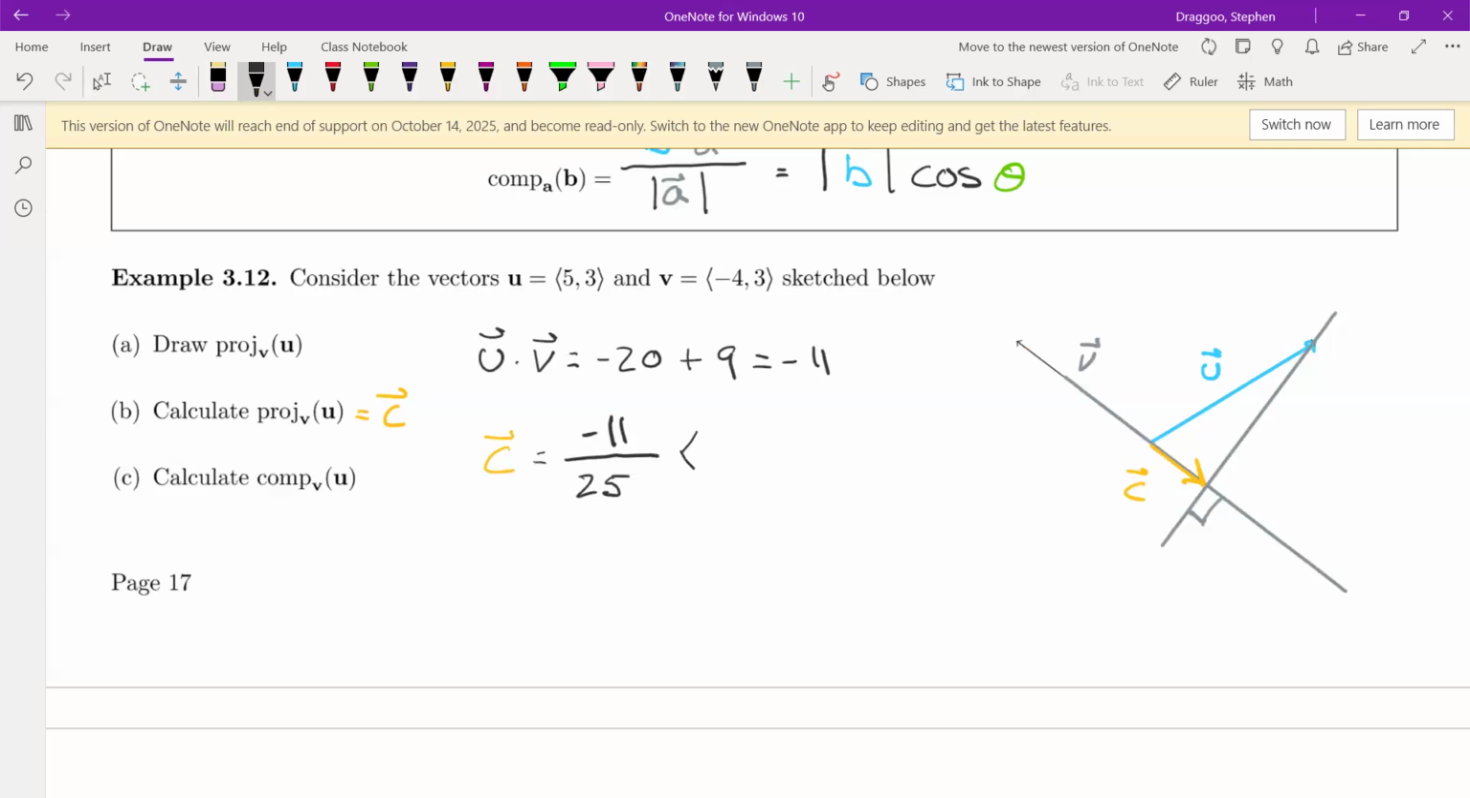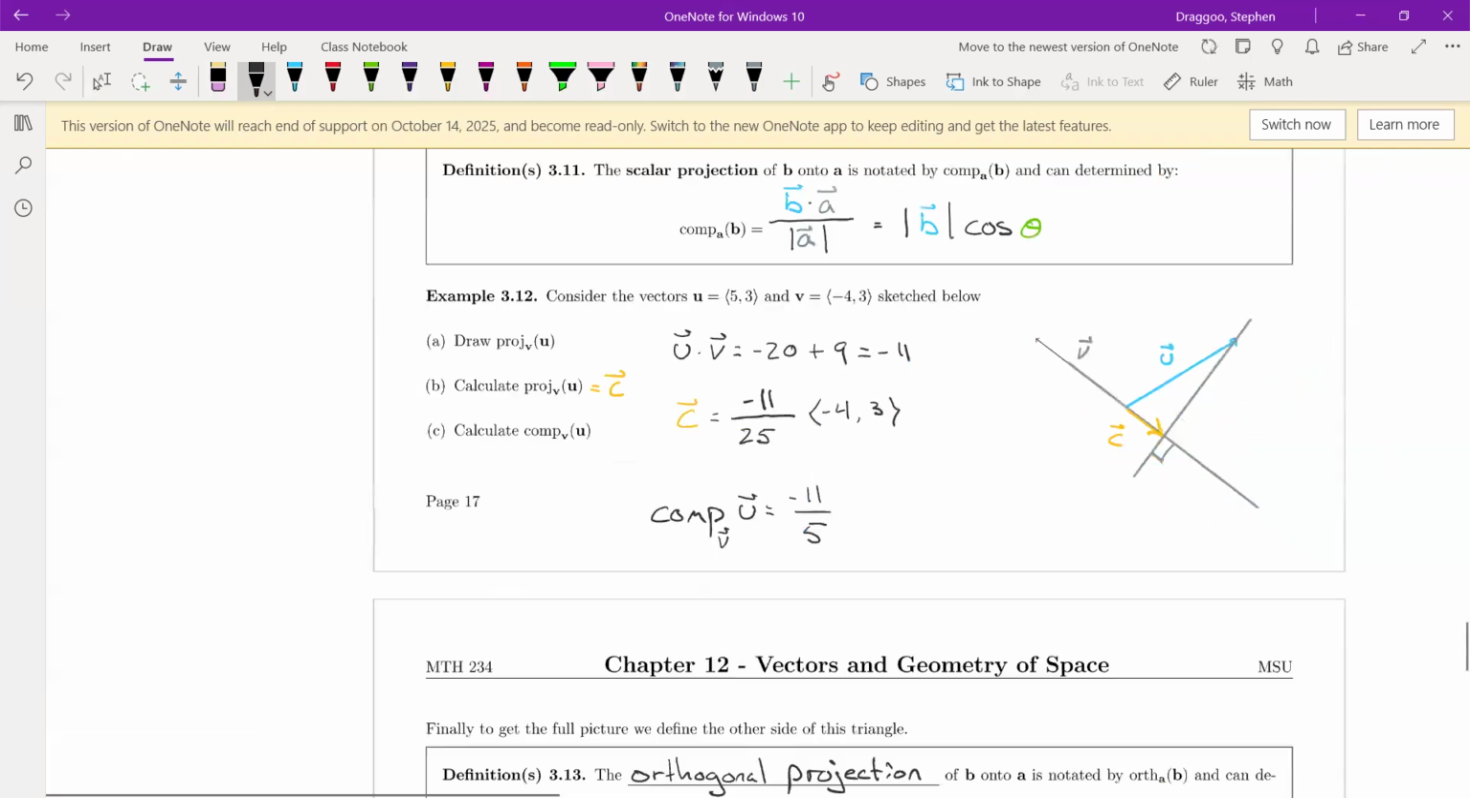And I want that to be in the direction of v. So negative 4, 3. So that would be my projection. All told, I'll probably leave it factored because I think it works a little bit nicer that way. And then if I just want the component of u in the direction of v, that thing is going to be just negative 11 over the square root of 25, which is 5.